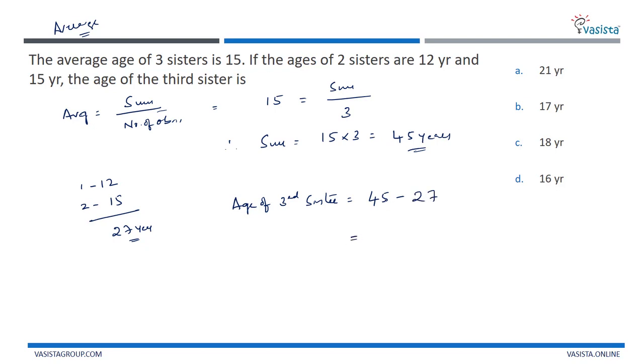5 minus 7 is not possible. 15 minus 7 is 8. 3 minus 2 is 1. So 18 years. The option here is C. If you add 18 plus 12 plus 15, you are going to get 45 years, right? The answer here is 18 years.